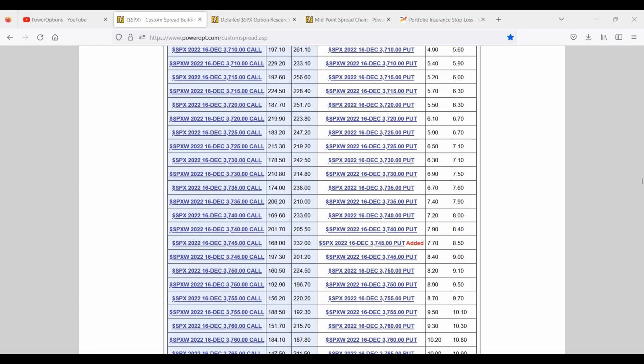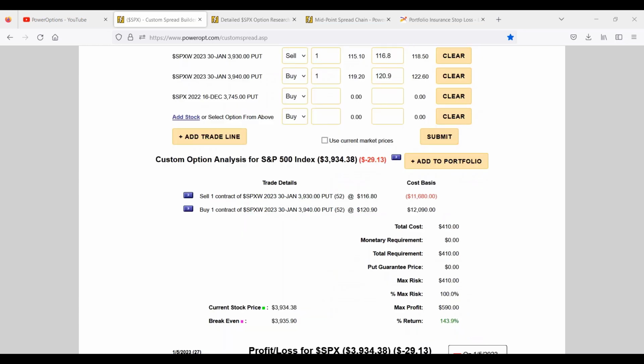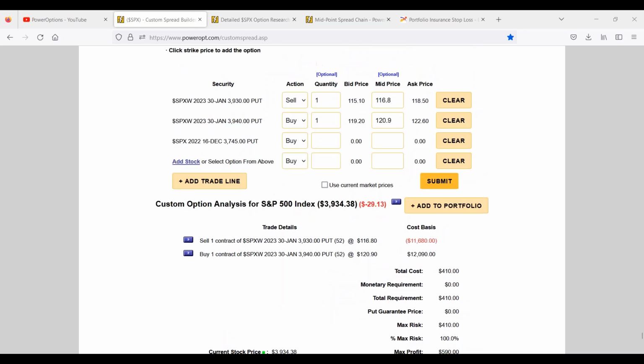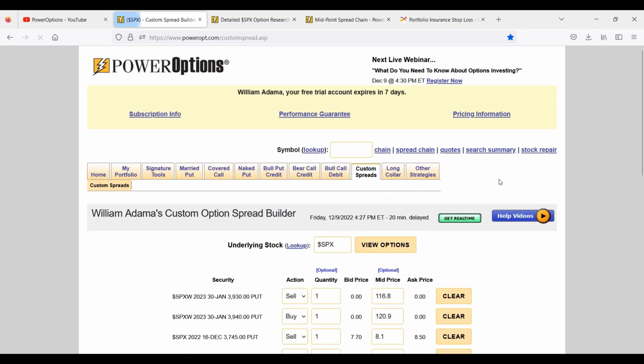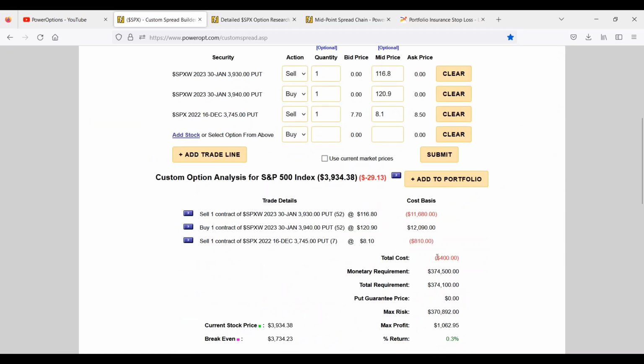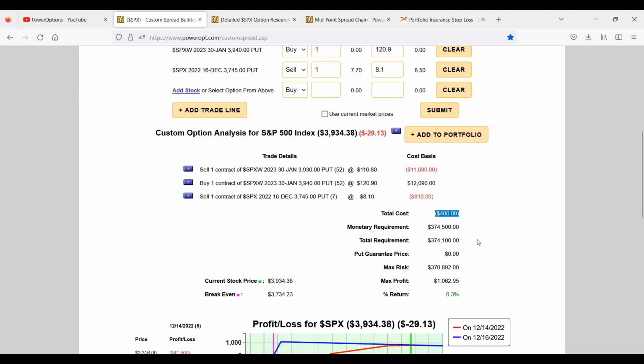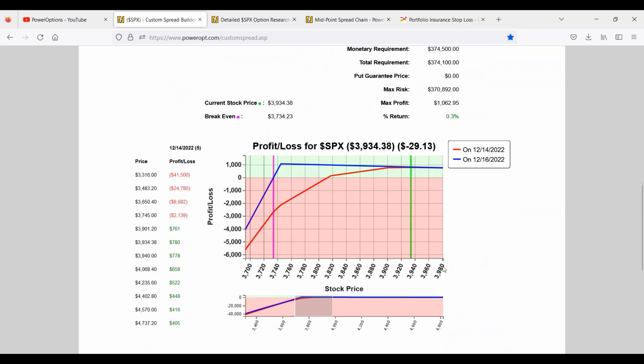We paid a debit of 410 initially for that debit spread we were looking at, our 39.30, 39.40. We're going to go deeper out of the money here and sell this additional put for 810. So now we get a credit of 400. But the margin requirement based on being cash secured for selling the 37.45 put is extreme.